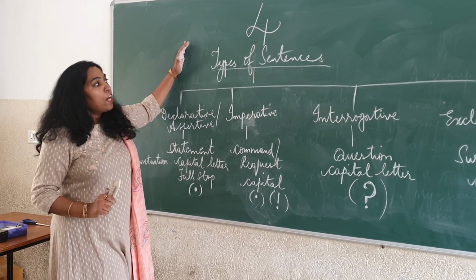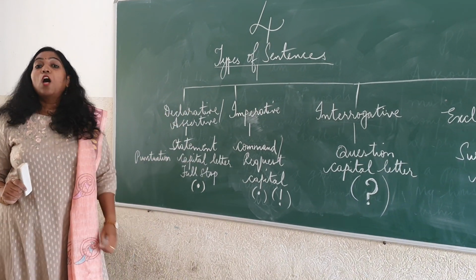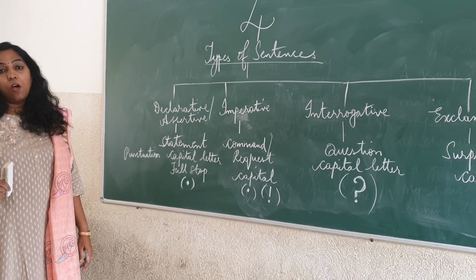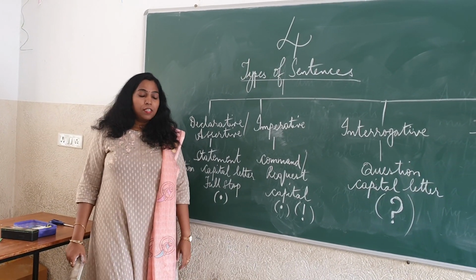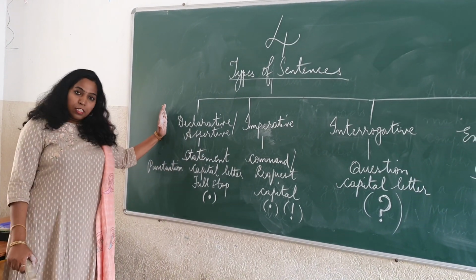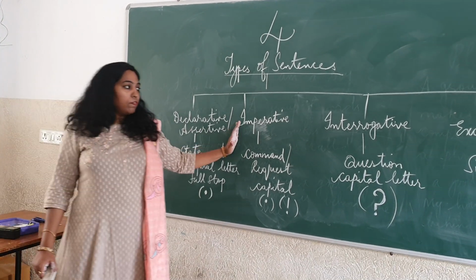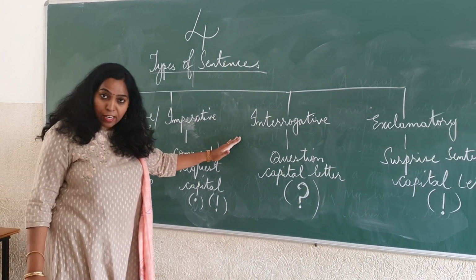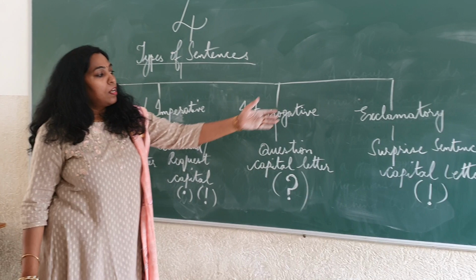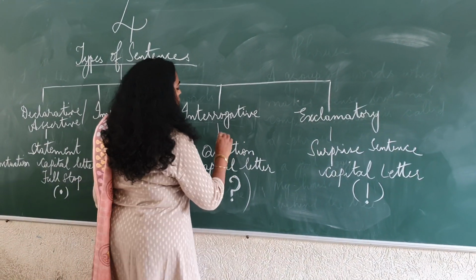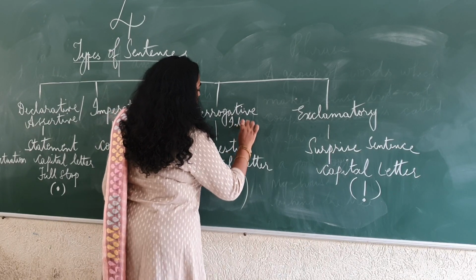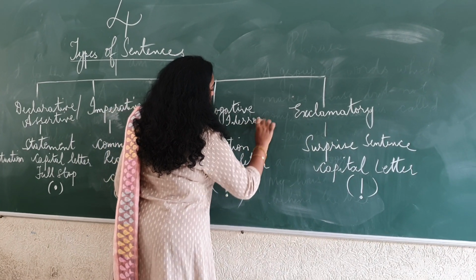Yes? Then we moved on to understand how many types of sentences are there. So how many types of sentences are there? 4 different types. Yes? And those 4 types are declarative, imperative, interrogative or interrogatory. Okay? And the last is exclamatory. So you can say interrogative, or you can also say interrogatory.